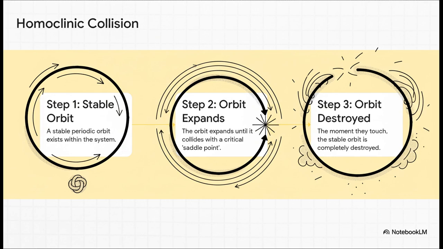So how does this happen? Well, let's walk through it. First, you've got a system with a nice, stable orbit. Everything is chugging along predictably. Then, as you change that parameter, the orbit starts to expand. It gets bigger and bigger until it collides with a critical point in the system called a saddle point. And the moment they touch, poof, the entire stable orbit is just destroyed. It completely vanishes from existence in an instant.